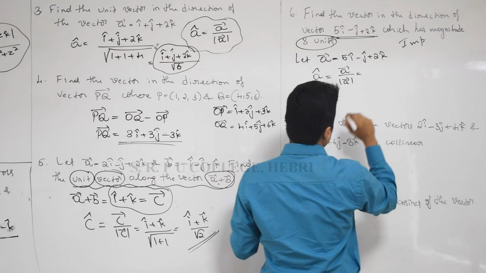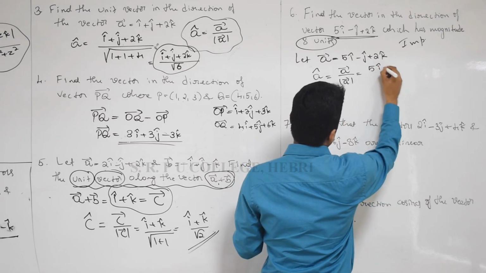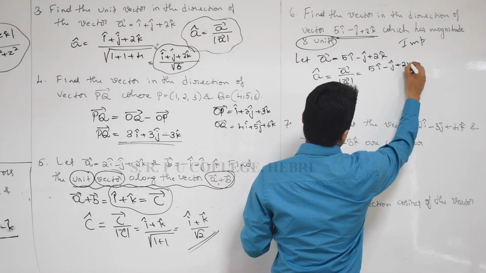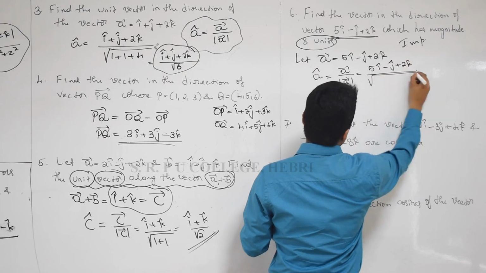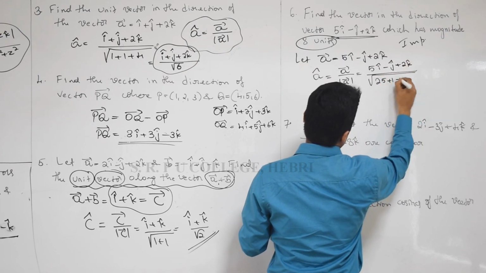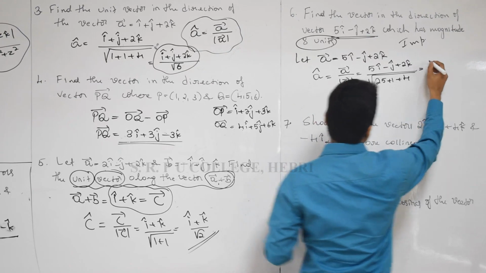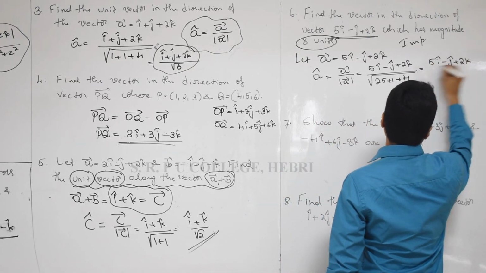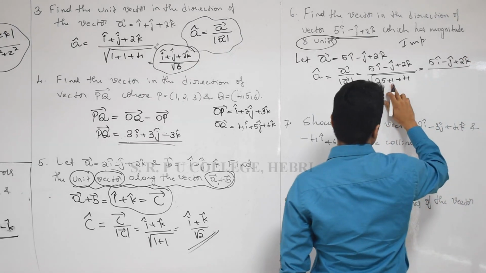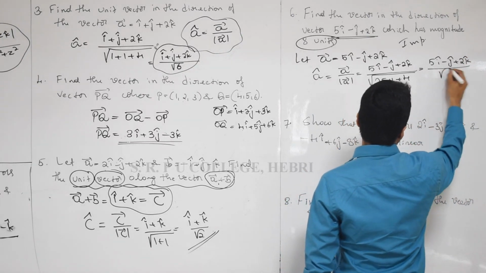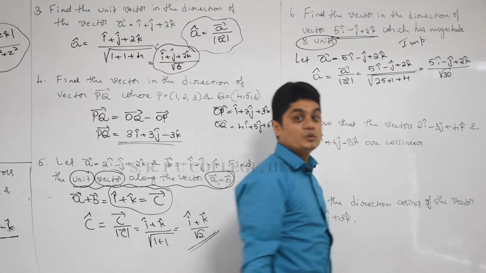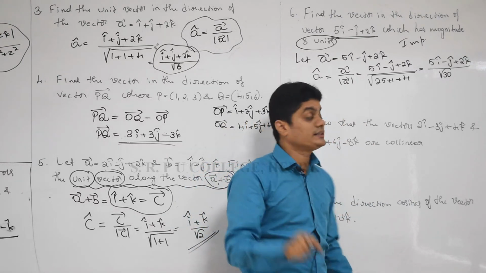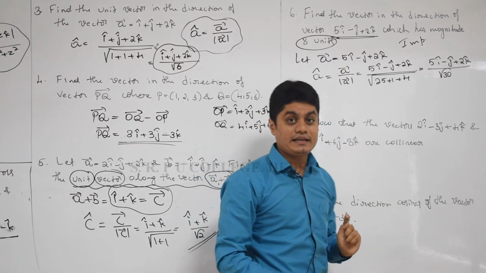We have already solved this kind of problem, so it is not difficult for you. Divided by the magnitude of this, 25 plus 1 plus 4, that is 30. So it is 5i minus j plus 2k divided by root 30. What is this? The unit vector along the direction of vector a.